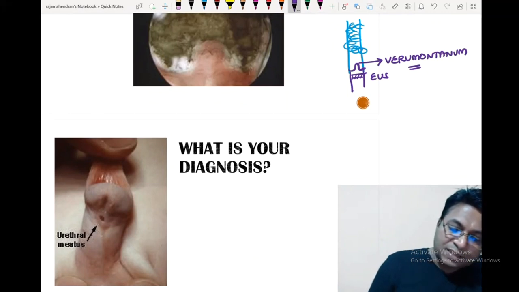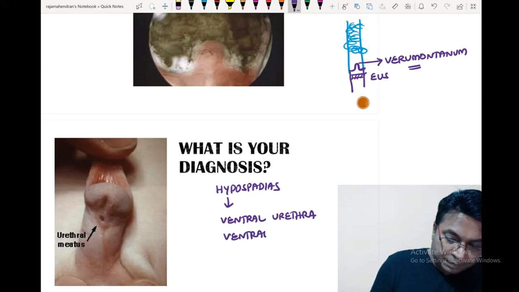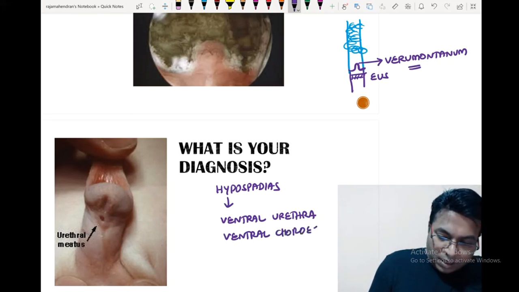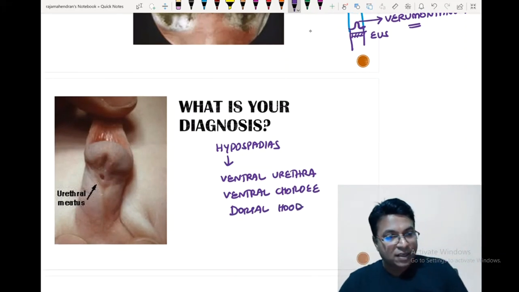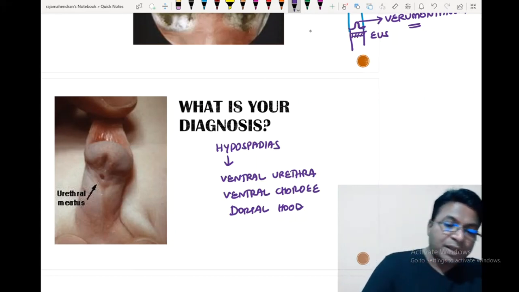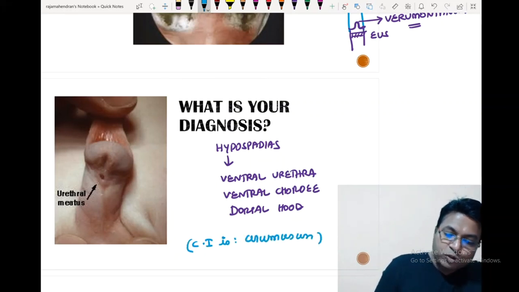So, what is this? This is a case of hypospadias in the penis. Typical hypospadias. In hypospadias, there is a ventral opening of the urethra. You can see the ventral urethral opening, ventral chordee, and dorsal hood. What surgery should not be done for these babies? Can you tell me? We should not do circumcision. Circumcision is contraindicated for these babies with hypospadias.